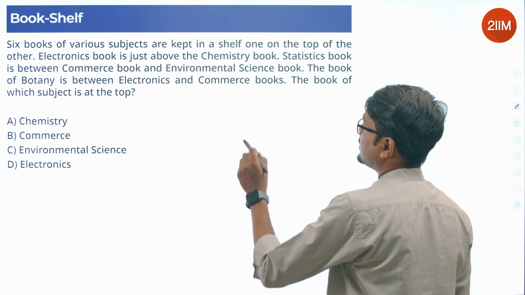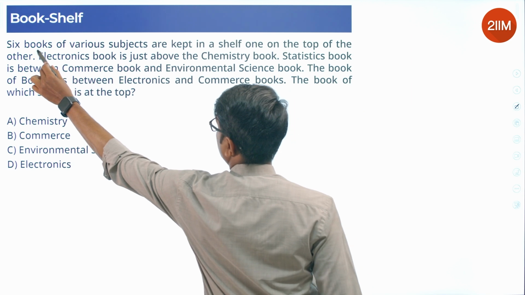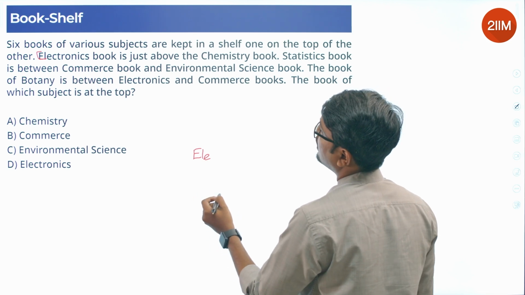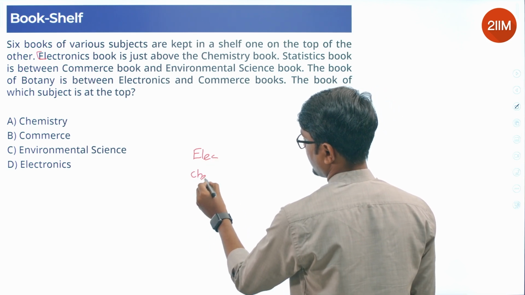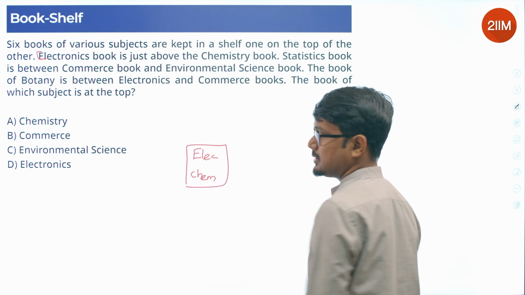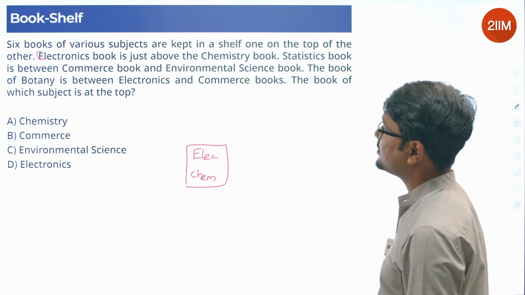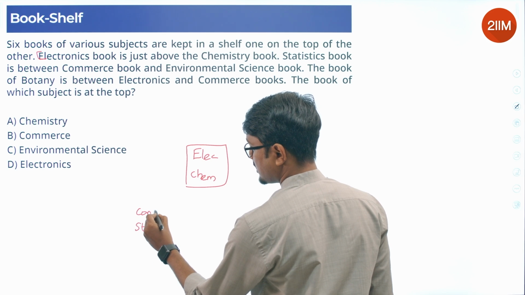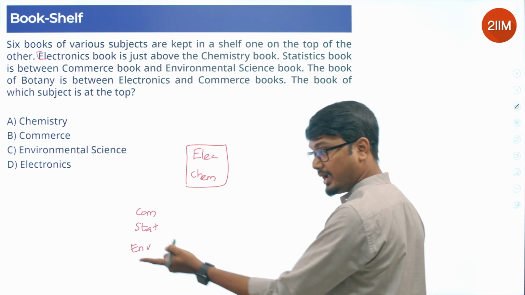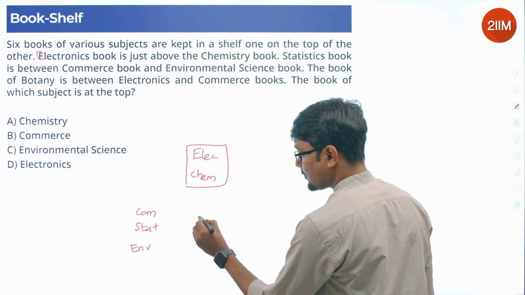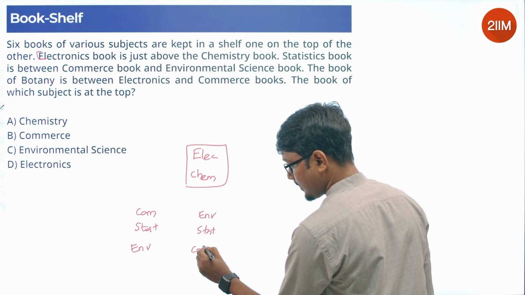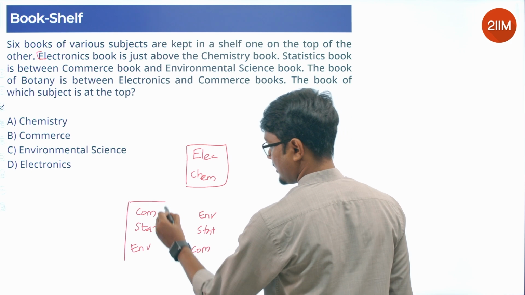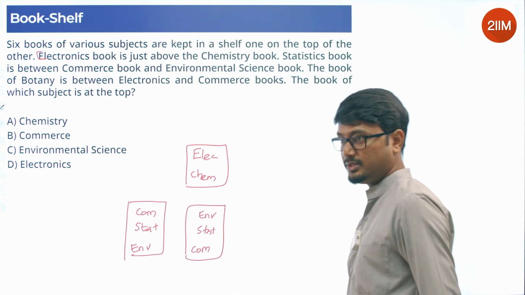Okay. So first data is given like this. Electronics book is just above the chemistry book. So we have the first stack. Then statistics book is between commerce and environmental science. So stats is between commerce and environmental science. So this could be the case, or stats is between like this. So anything can be the order, right? So we have to fix anything from these two. We'll check it out.